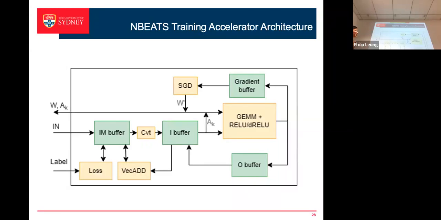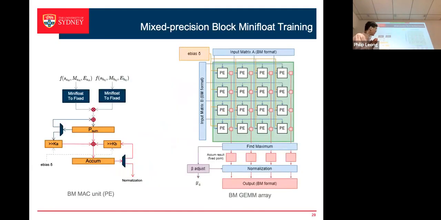We're working on a training accelerator, and so it's basically got a GEMM unit and a vector add, so that's similar to inference, and we have additional blocks to do stochastic gradient descent and other things. We're actually looking at a 2D systolic array architecture for that. And basically each processing element is a MAC unit.